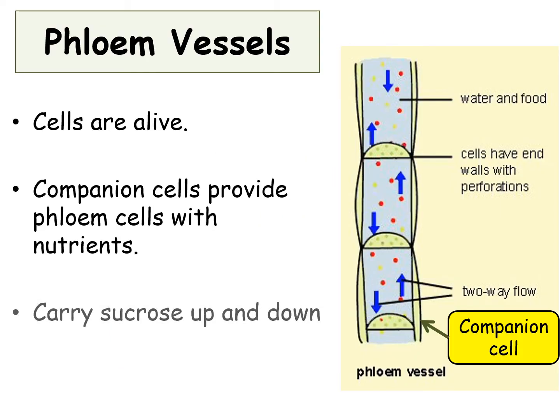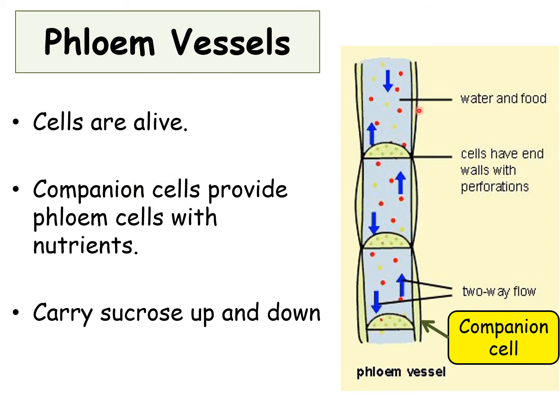Now obviously phloem vessels are found in plants and their job is to carry sucrose or transport sucrose up and down the plant, so in both directions, not just one. These cells are also living. That's important to note because xylem cells, on the other hand, which we'll look into in a moment, aren't living. Phloem vessels are also associated with companion cells, and these are there to provide the phloem with nutrients.